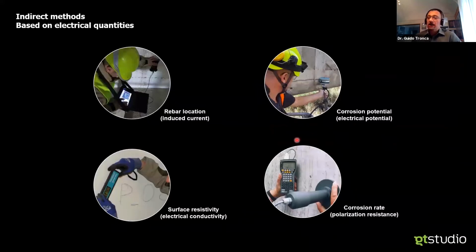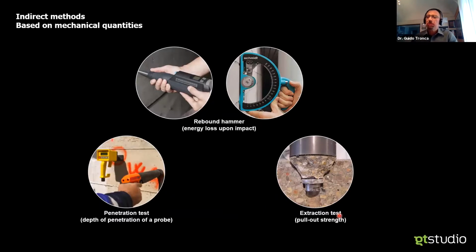Other methods are typically electrical in nature, and we'll see that especially for corrosion. Electrical processes will need electrical tools. So this is our electrical toolbox, where we find the rebar location, we induce currents, or we measure potential, we measure resistivity, we measure polarization resistance, electrical quantities. Or, in the last box, I put the mechanical quantities.